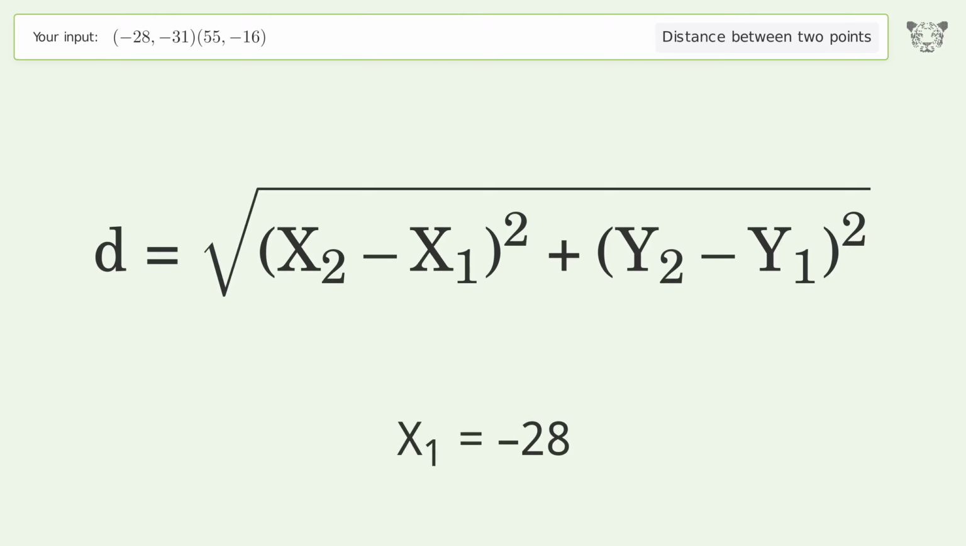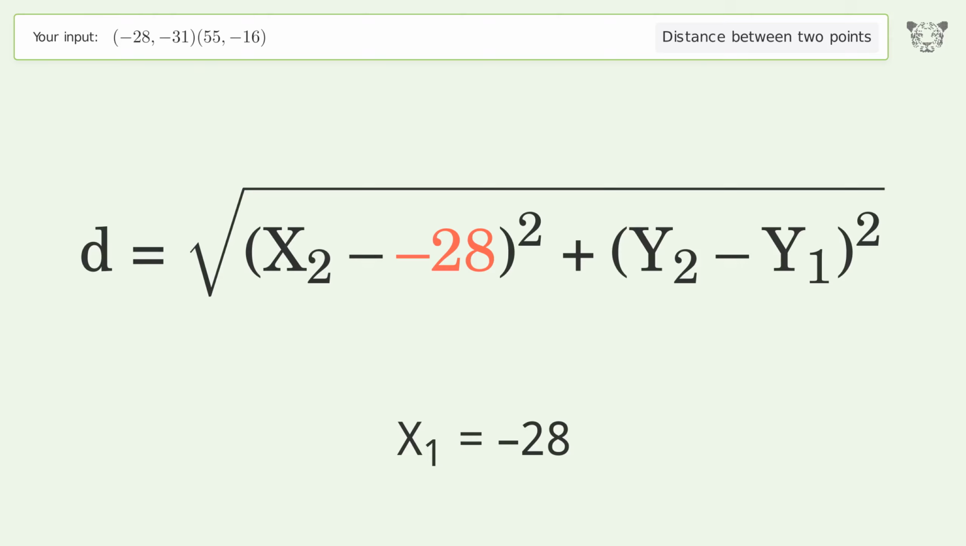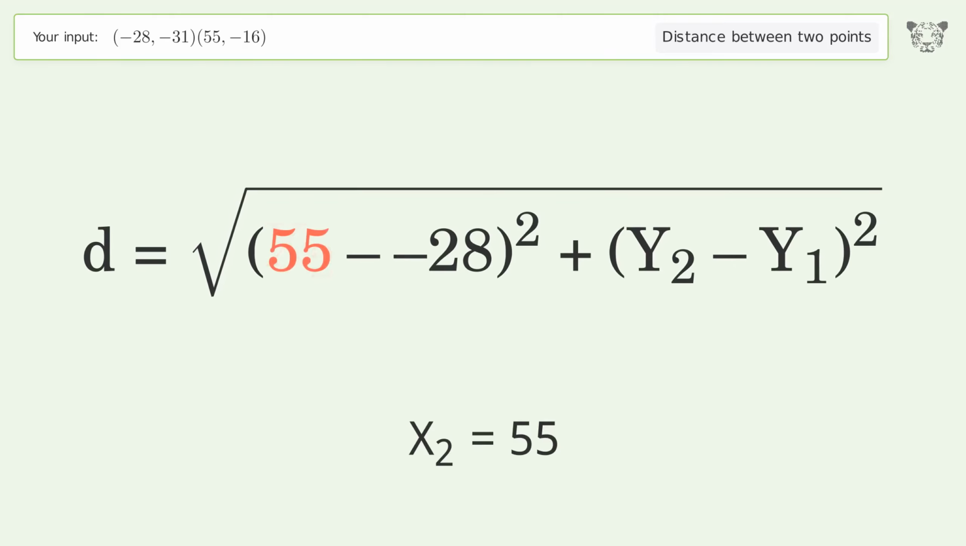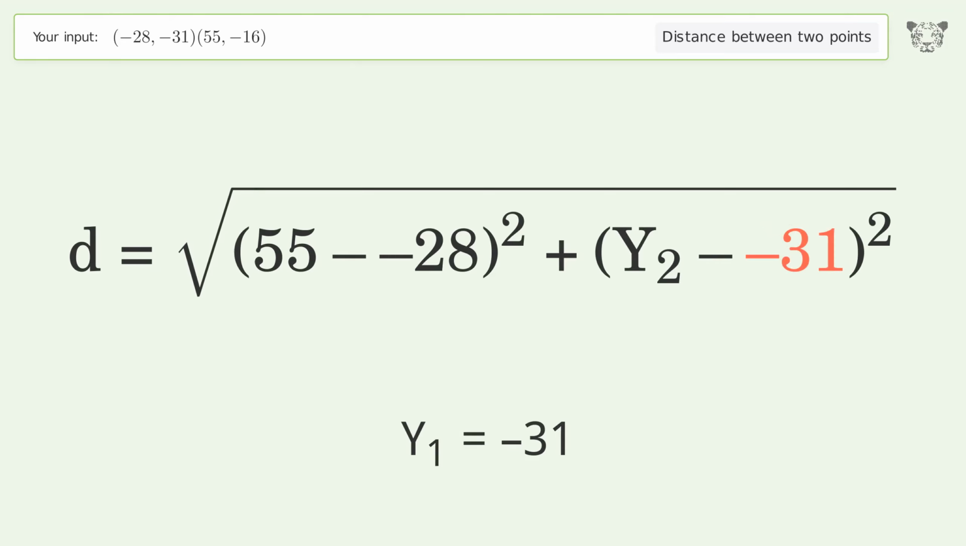x1 equals -28. x2 equals 55. y1 equals -31. y2 equals -16.